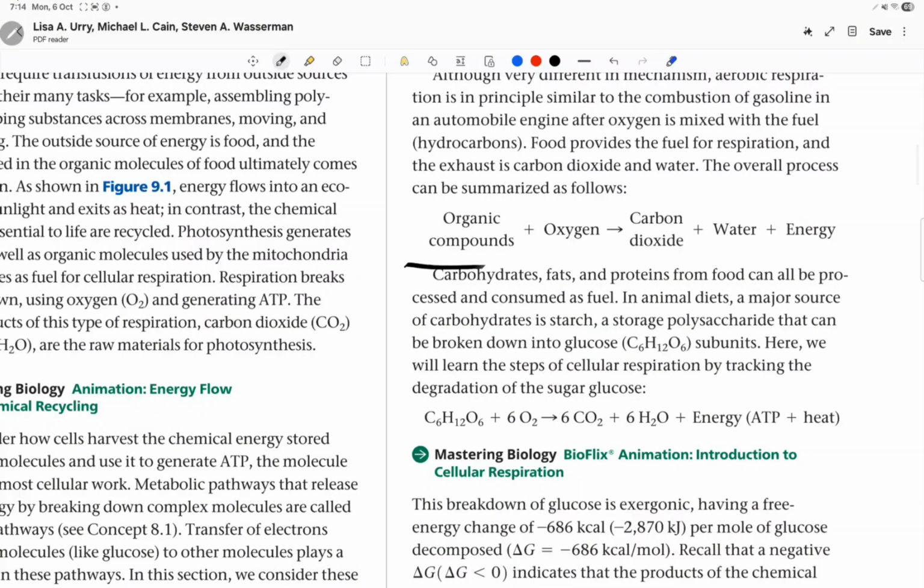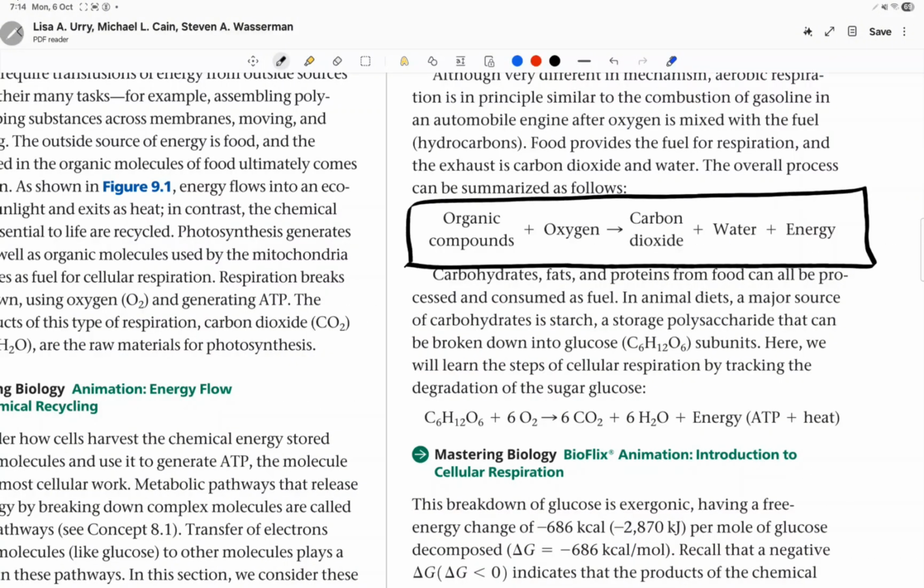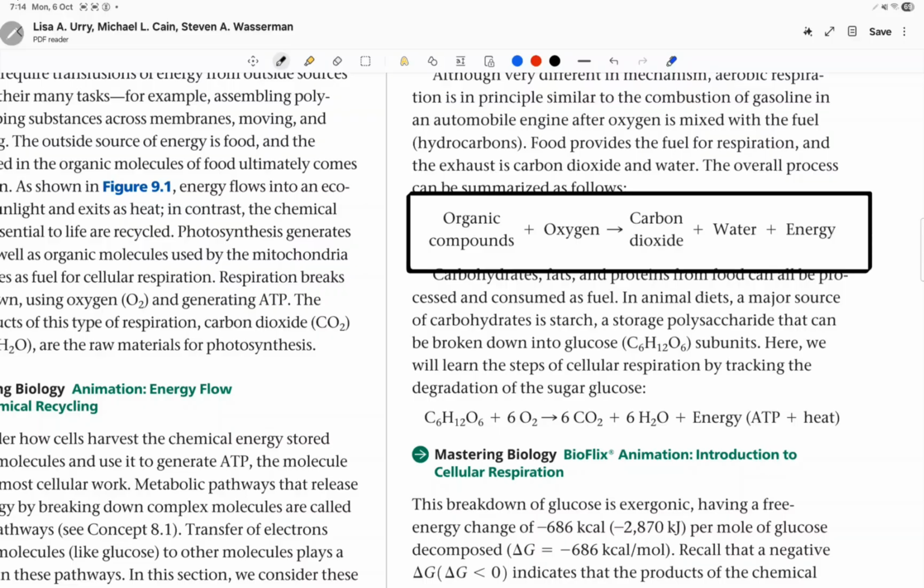What type of process is this one? What do we call this one? Hydrolysis. Cellular respiration. I knew it. Why didn't you say it? Because you said it before me.